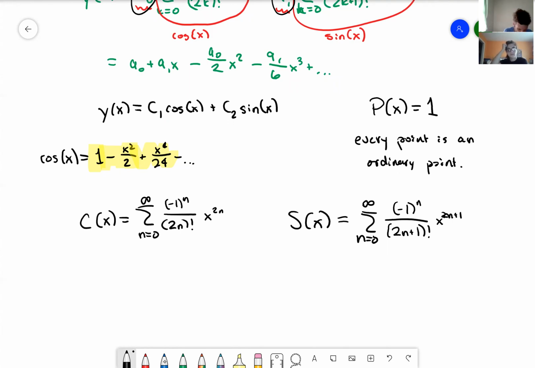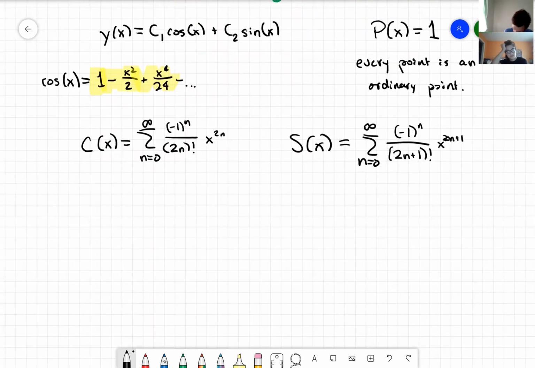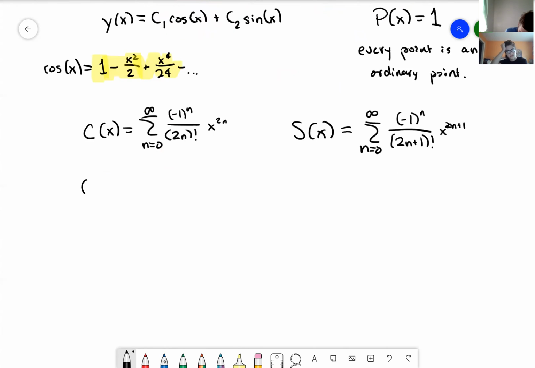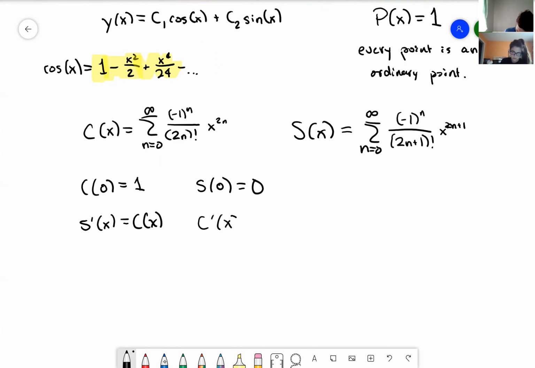We could ask some things about this. For example, one thing that we could find is that C of 0 is equal to 1. S of 0 is equal to 0. We could take their derivatives and see that S prime of x is equal to C of x. And C prime of x is equal to negative S of x.